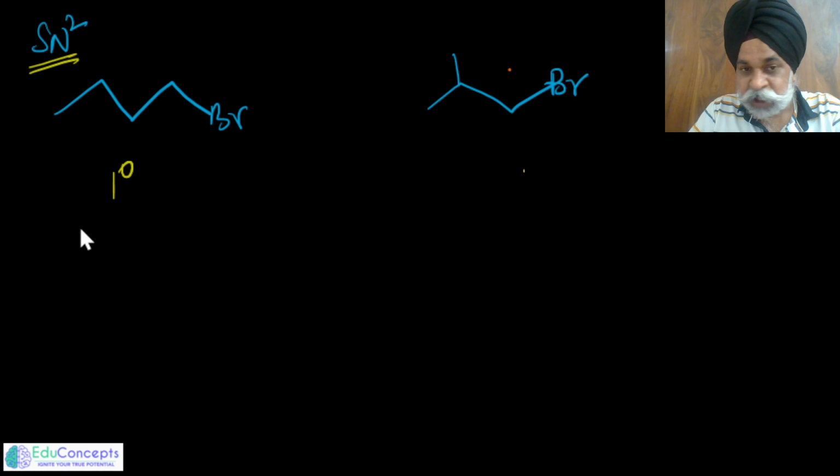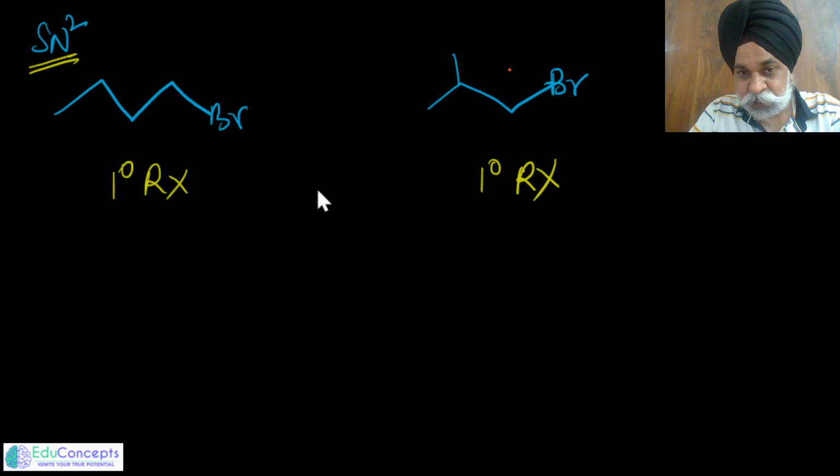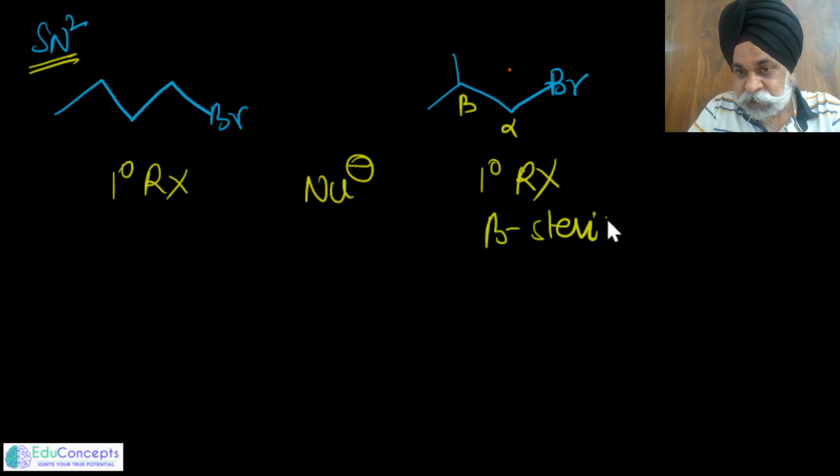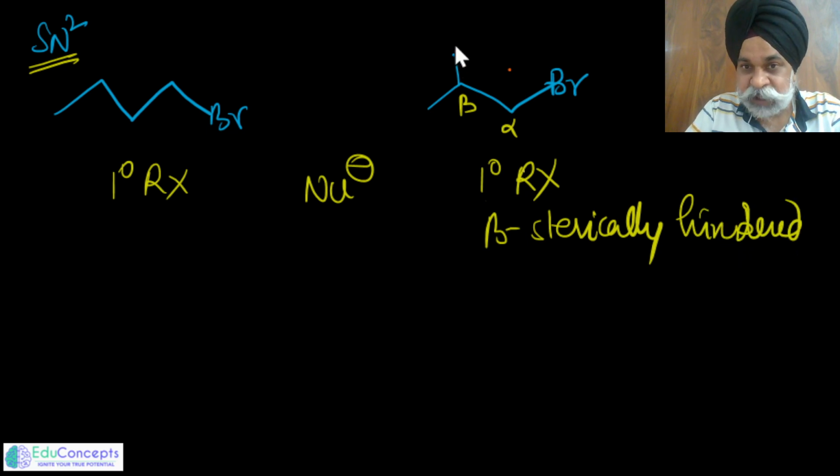This is a primary alkyl halide. This is a simple case. This also is a primary alkyl halide. Primary alkyl halides are the site of attack of SN2, because SN2 is a concerted one where bond breaking and making happen simultaneously. But it is primary, but the beta position, if I say this has to be alpha, this beta position is sterically hindered, because this beta position is having two methyl groups, which would create a steric hindrance.